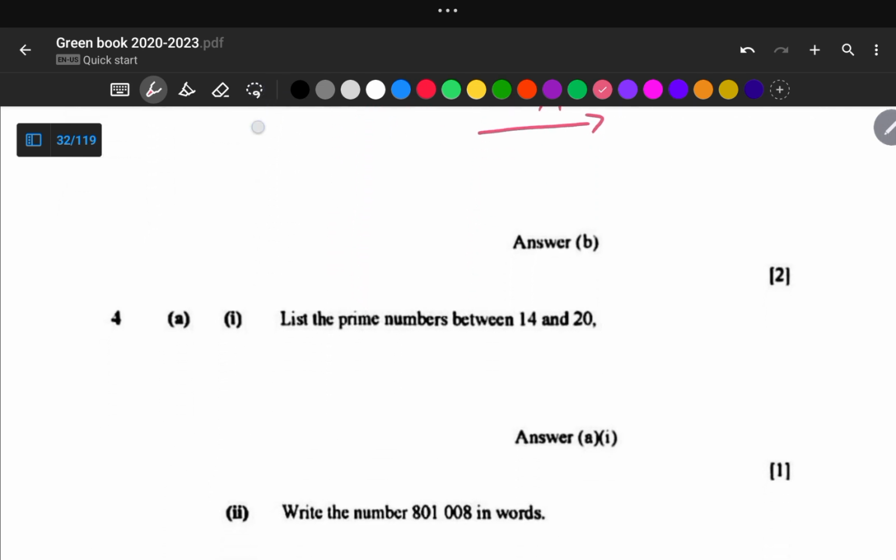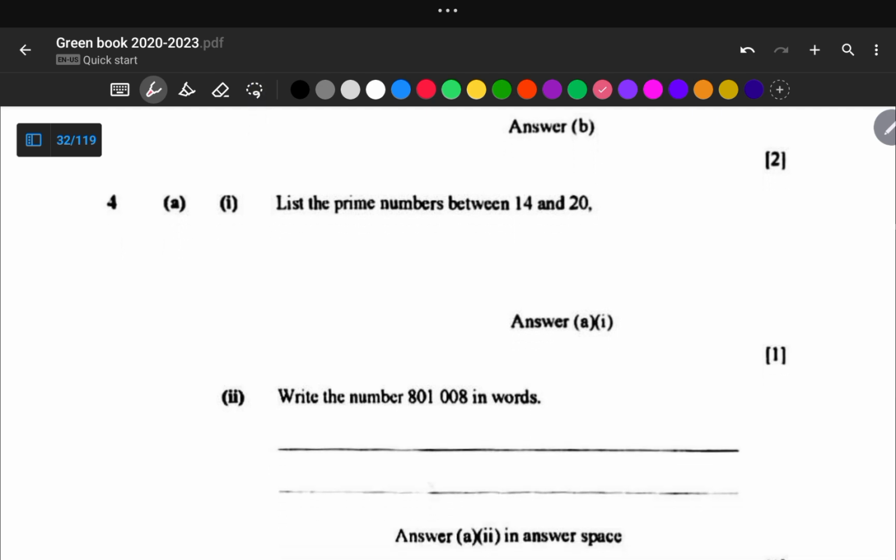Okay, and let us move on to the next part, number 4 of the question paper, which says list the prime numbers between 14 and 20. So the first thing is to define what a prime number is. A prime number is a number that is divisible only by itself and 1. So we are required to list the prime numbers between 14 and 20. First, write the numbers between 14 and 20. So we have 14, 15, 16, 17, 18, 19, and 20.